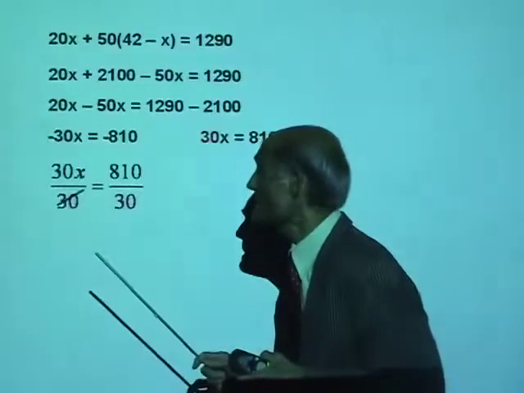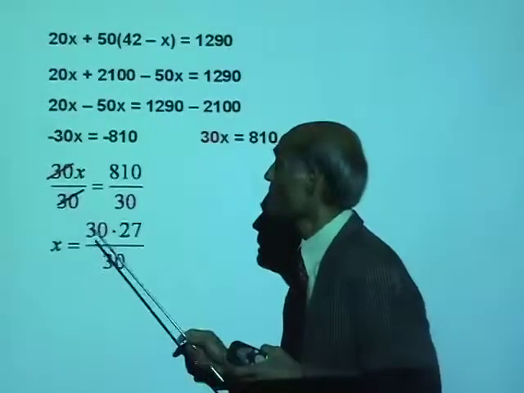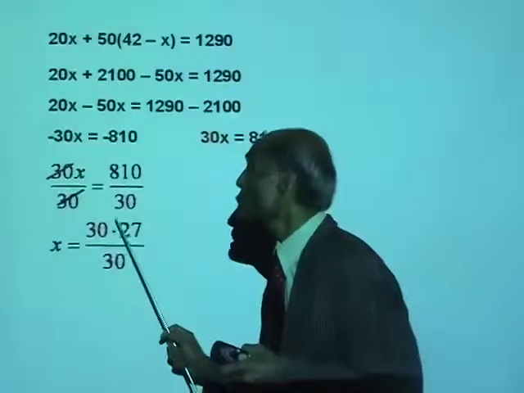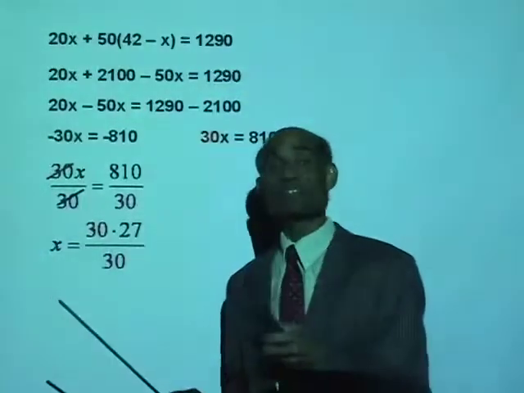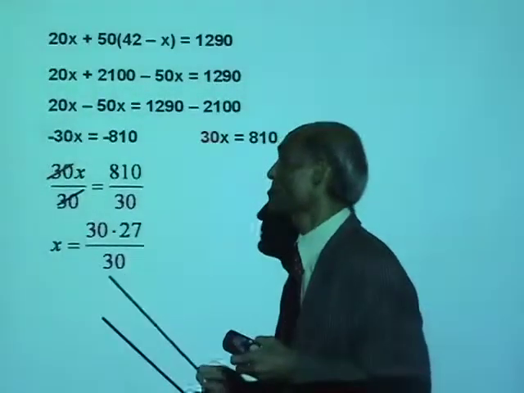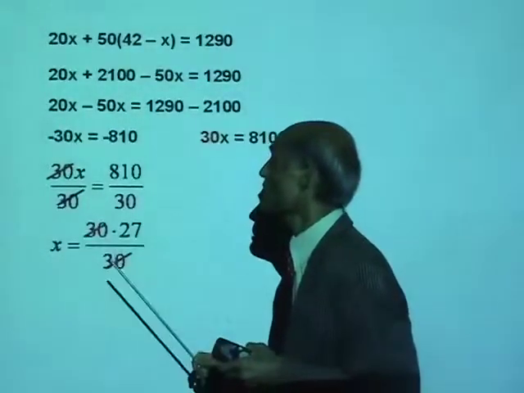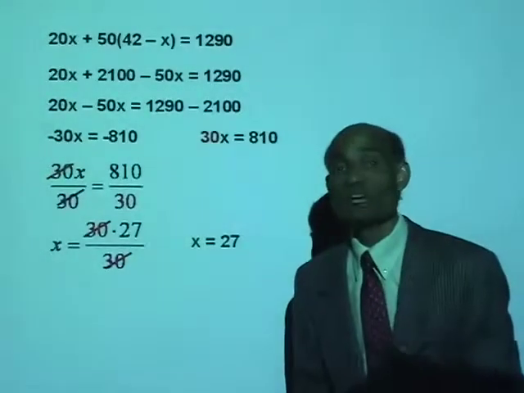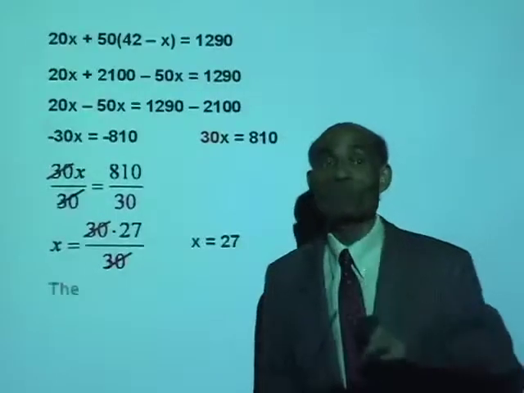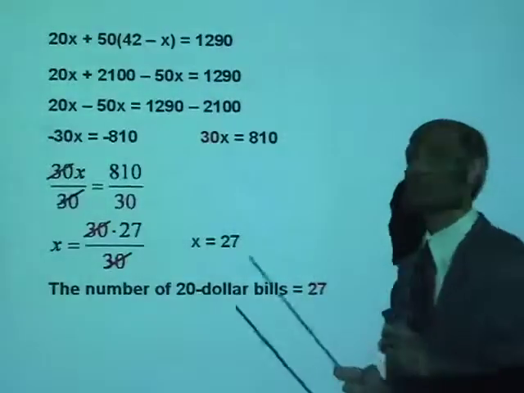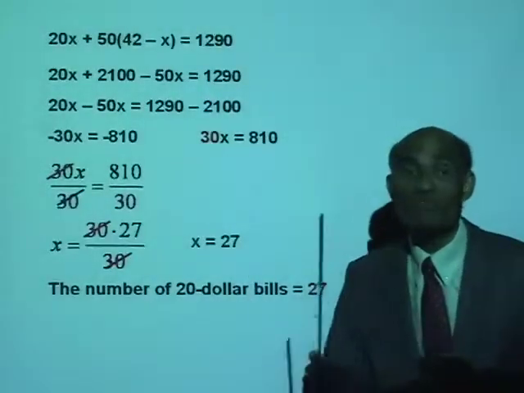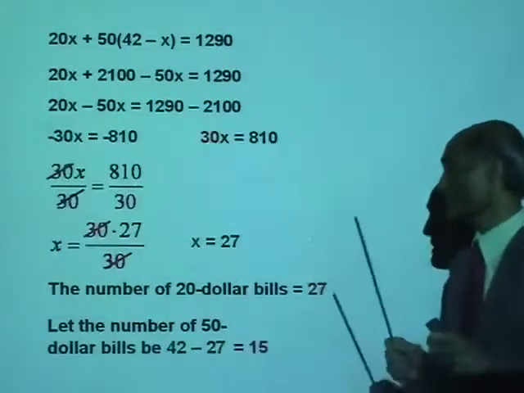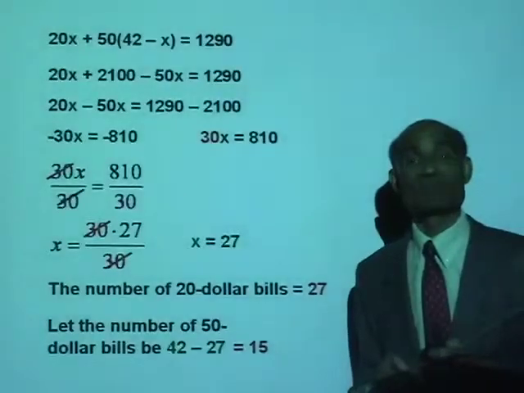Well, the left side is X, 30 and 30 go, and the right side, 810, is actually 30 multiplied by 27. Divided by 30, and 30 and 30 go. That gives me X equal to 27. The number of $20 bills is 27. And therefore, how many $50 bills are there? It will be 42 minus 27, that is 15.